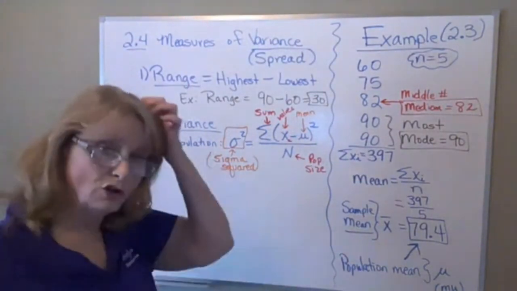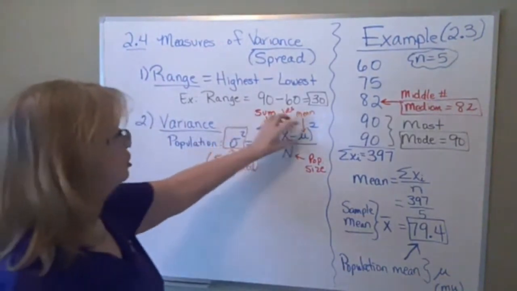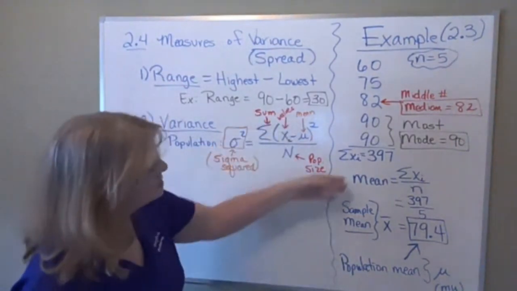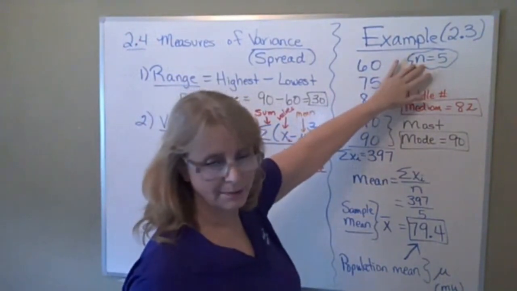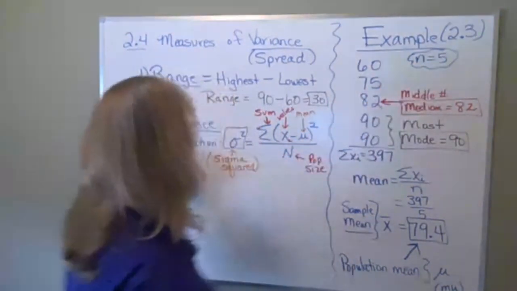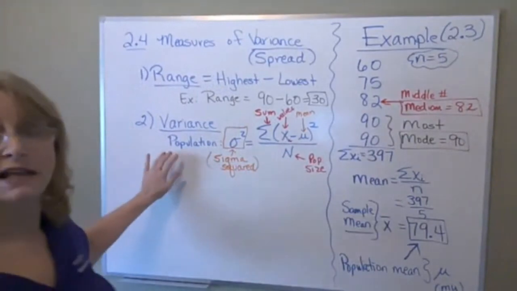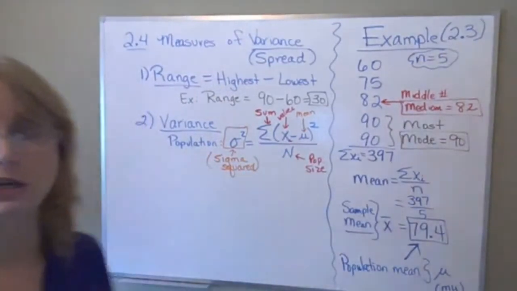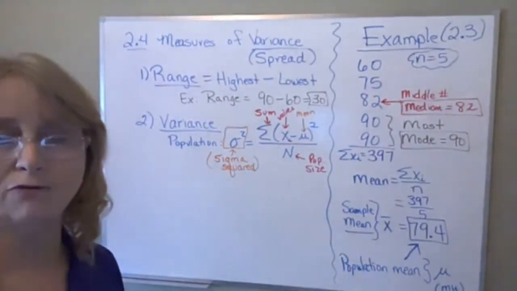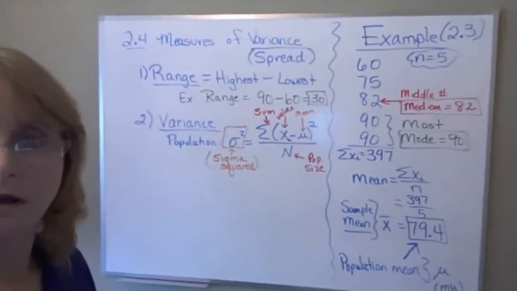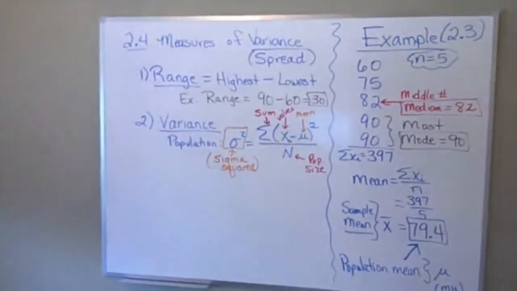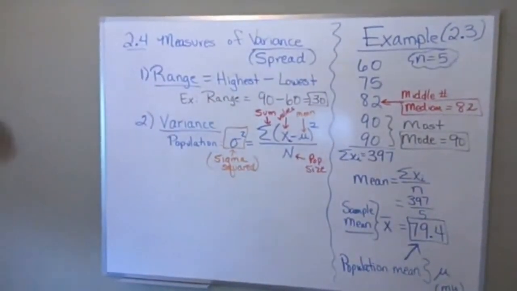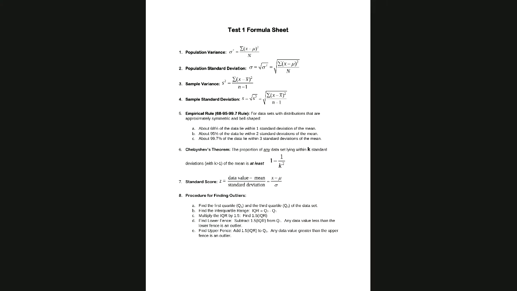Now I'm going to do a variance example and show you what this means. But because ours is a sample, remember we had a lowercase n, we're going to go back and grab the formula for sample variance off of our formula sheet. So I'm going to go back and share that formula sheet again, and we are going to look at formula 3, which is the formula for sample variance.